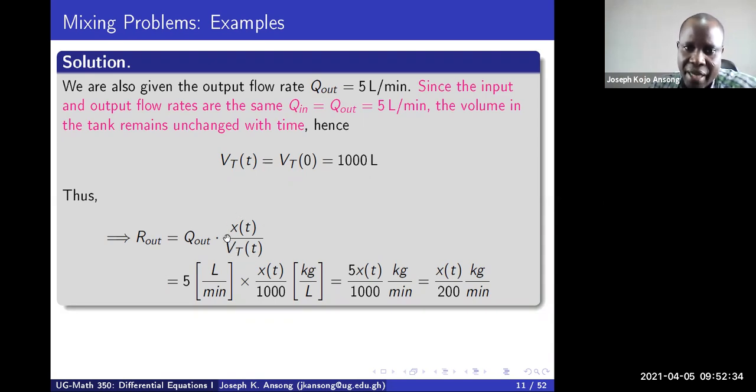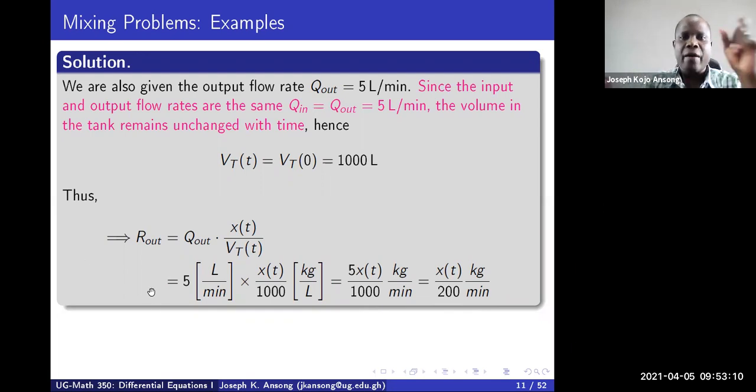C out, the concentration that is coming out, will be the amount in the tank divided by the volume in the tank. That gives me the concentration in the tank, but of course the concentration in the tank is what is going out, so it's the same as C out. Multiply these: Q out is 5 liters per minute, multiplied by X over the fixed volume of 1,000. I get 5X over 1,000, which is the same as X over 200. So I have X over 200 kilograms per minute as my R out.